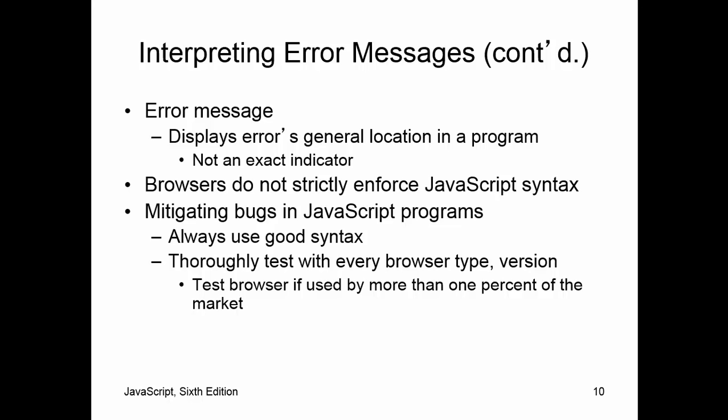Now, when you get an error message, one thing to realize is that typically the error message will either be on the line in question or close to the line in question. It should be somewhere between line 1 and the line that it marks. It shouldn't be after where it marks there being an error. Okay, but it's not an exact indicator.